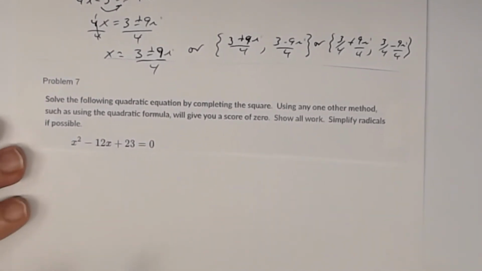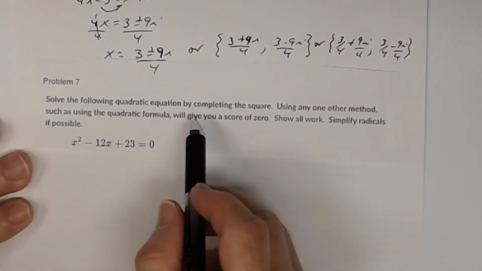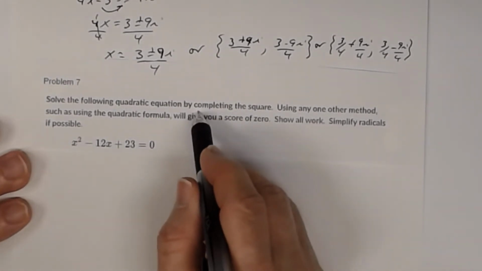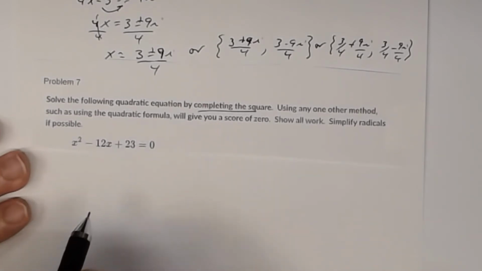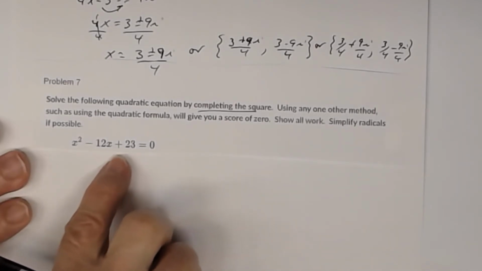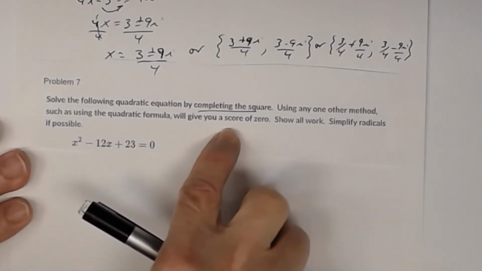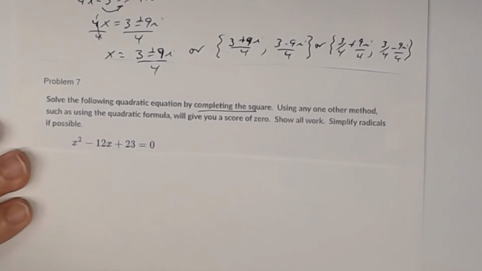Okay, number 7. Now again, number 7, follow directions. It says solve this quadratic equation by completing the square. Do not use quadratic formula because that's not what that says. That says complete the square. All right, using any other method, such as the quadratic formula, will give you a score of 0, and some of you still did that. So I'm not sure why even though it says the statement, you continue to use the quadratic formula.